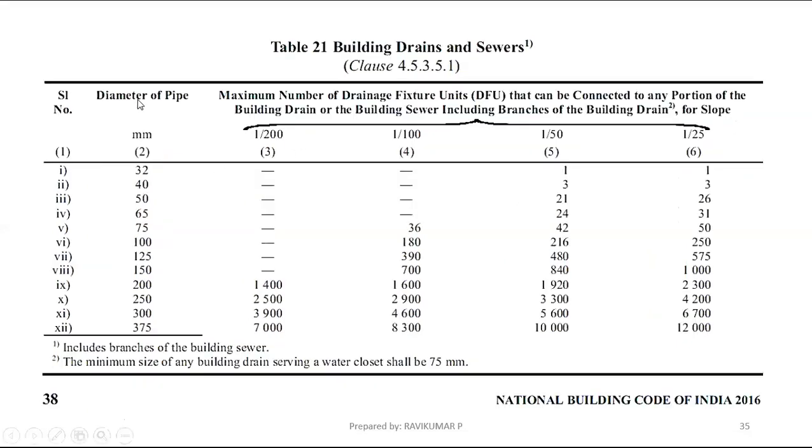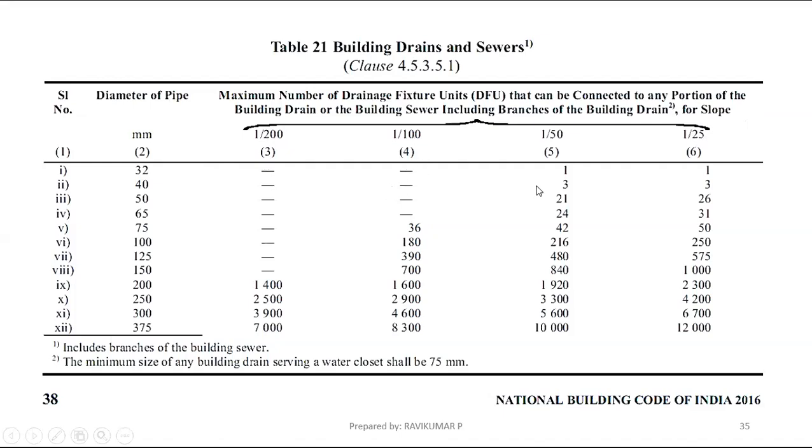For the diameter of the pipe, this is the pipe size they have provided. The maximum number of drainage fixture units, DFU, that can be connected to any portion of the building drain or the building sewer, including branches of the building drain, is given by slope. So you can connect a 30 mm pipe size. For a 30 mm pipe, we are not going to provide a 1:200 slope, so that's why they are removed.